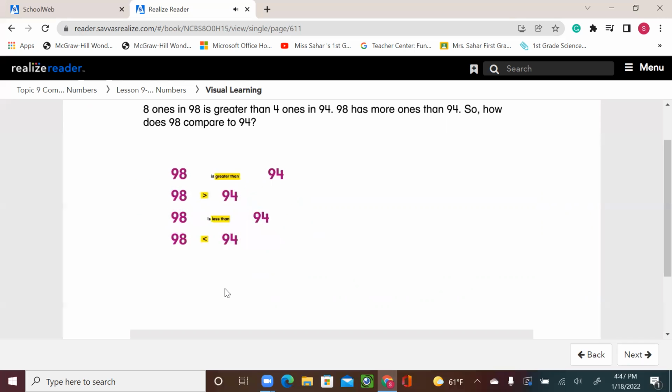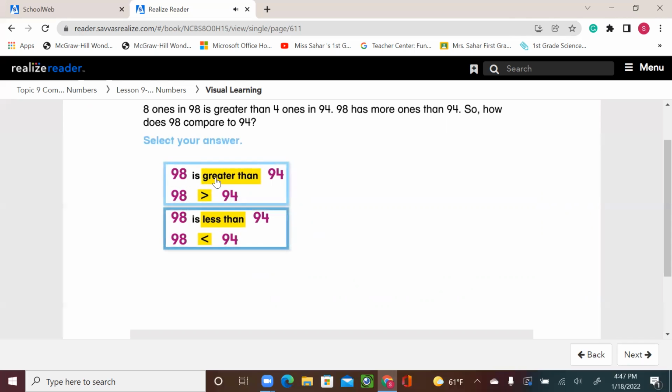So, how does 98 compare to 94? Select your answer. All right. As we say, when we compare numbers, this is the title of our lesson. When you compare numbers, if we have two-digit numbers, we look at both. First, the tens. If I see the tens bigger or greater, that would be the greater number.